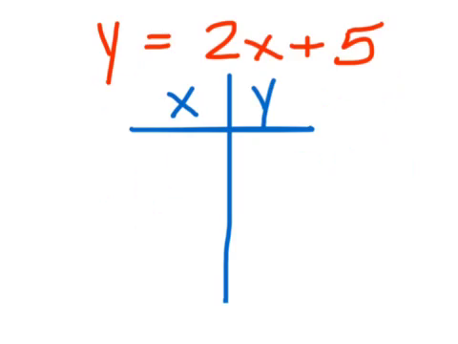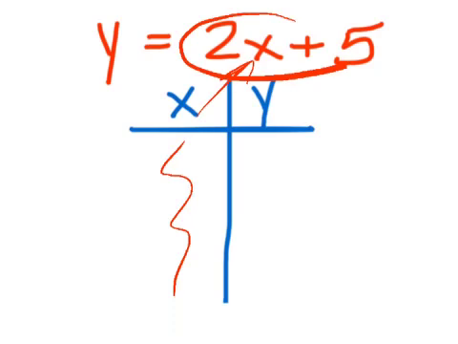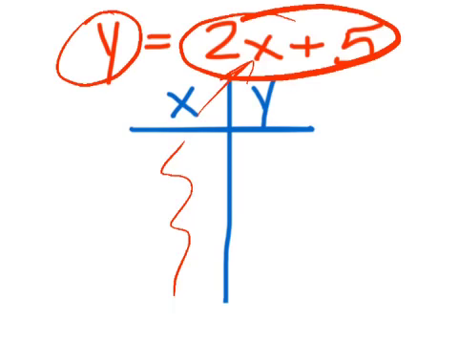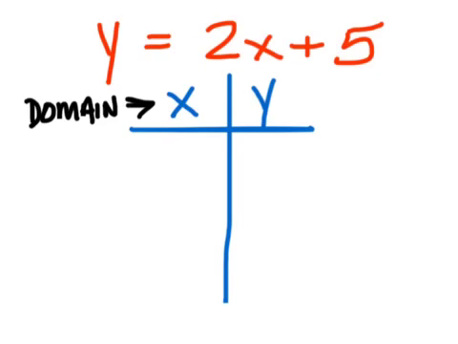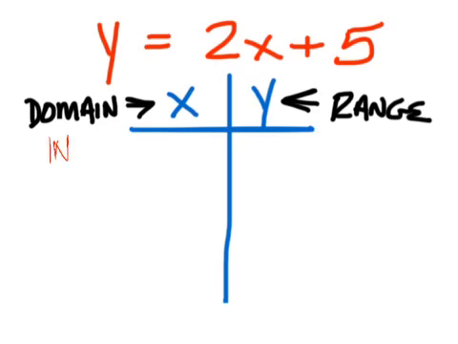You'll have a table of values, essentially. So you're going to plug in whatever values you have here in for x, evaluate this part, figure out what it's equal to, and put that beside it. On the left, all the numbers that go in for x are called the domain. All of the numbers that come out are the range. The in numbers are the domain, and the out numbers are the range.